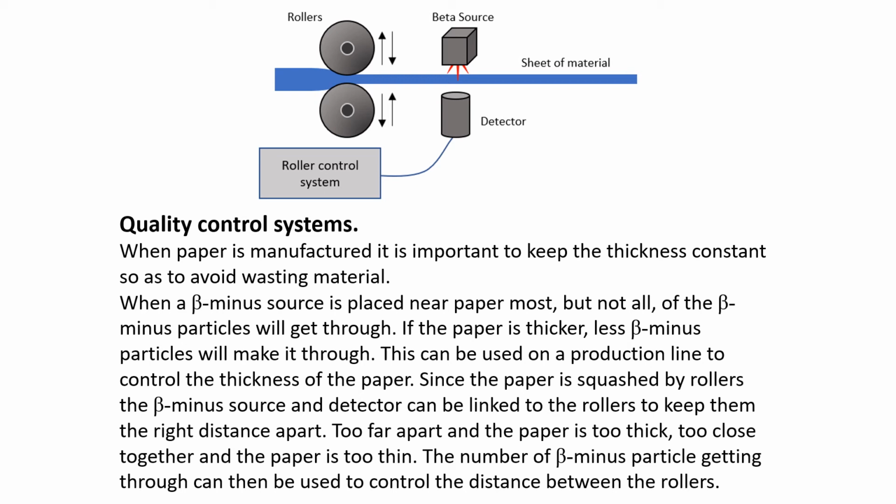Since the paper is squashed by rollers, the beta minus source and detector can be linked to the rollers to keep them the right distance apart. Too far apart and the paper is too thick. Too close together and the paper is too thin. The number of beta minus particles getting through can then be used to control that distance between the rollers. If lots get through, if nearly 100% get through, that means the paper is too thin. Whereas if very few beta minus particles made it through, the paper would be extremely thick.